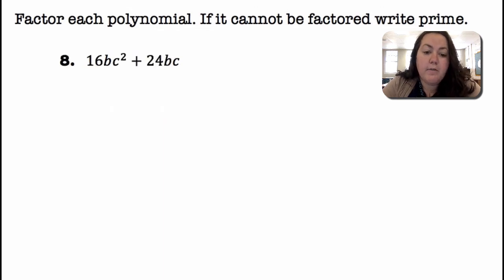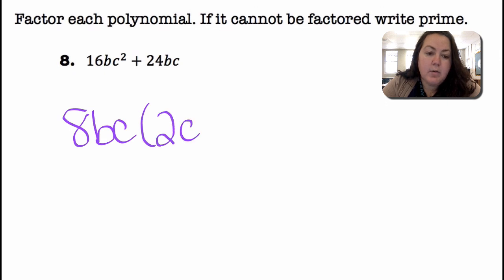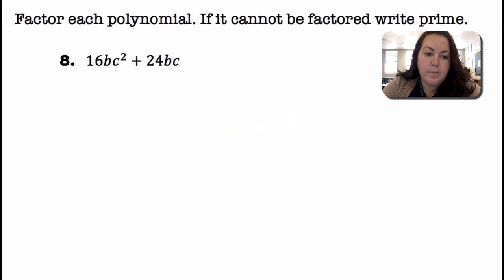16bc squared plus 24bc. They both have a b and a c. I can also pull out an 8 from the 16 and an 8 from the 24. So that's going to leave me with 2. 8 goes into 16 twice. The b's cancel, and I'm left with still 1c. Plus 8 goes into 24 3 times, and then the b and the c cancel.